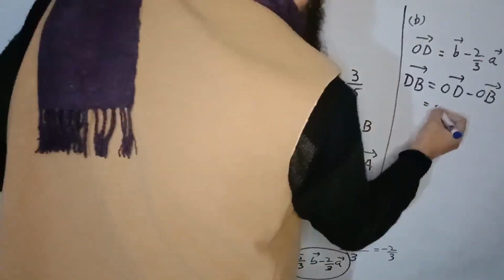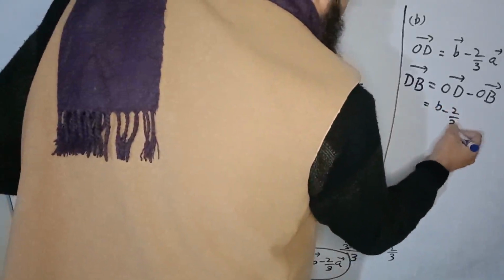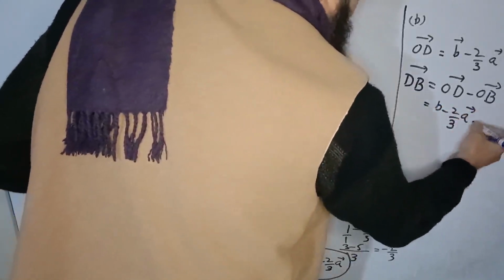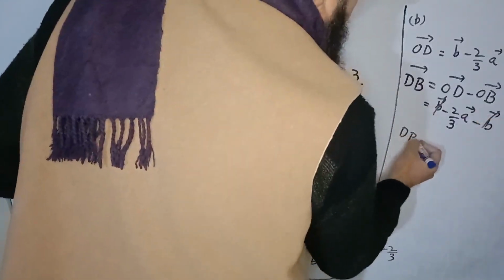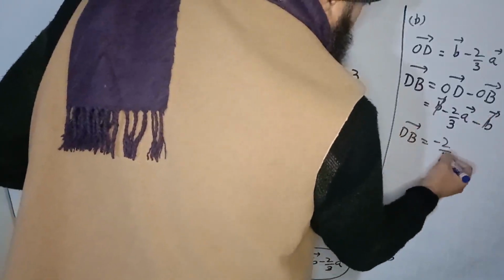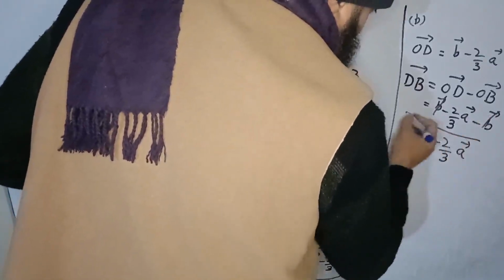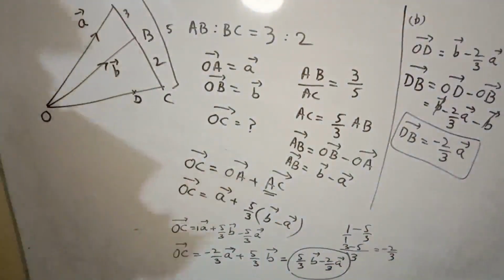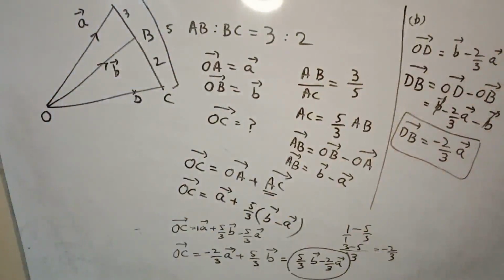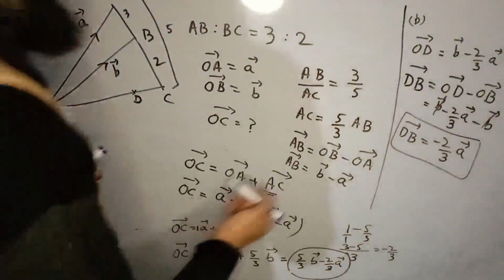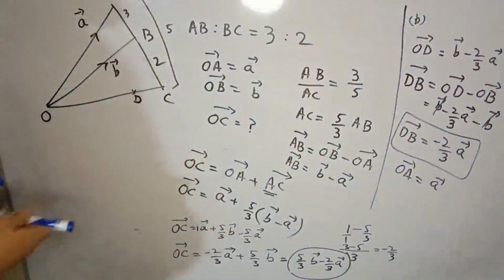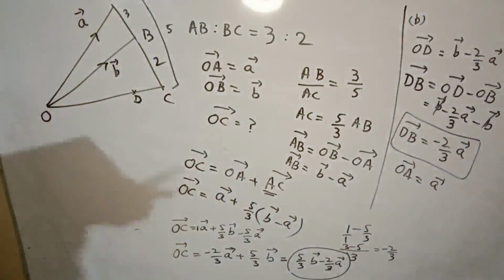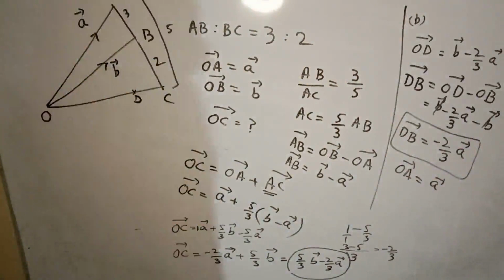OD is given as B minus 2 over 3A and OB is again minus B. It means they are cancelled. So DB is equal to minus 2 over 3 of A. What does this show? When two vectors are scalar multiples of each other, then they are parallel. It means that OA, which is equal to A, and DB, which is equal to minus 2 over 3A, are parallel to each other because DB is a scalar multiple of OA.